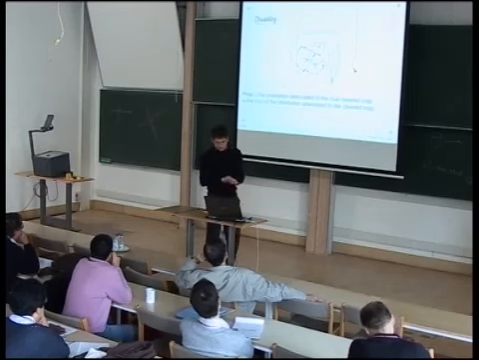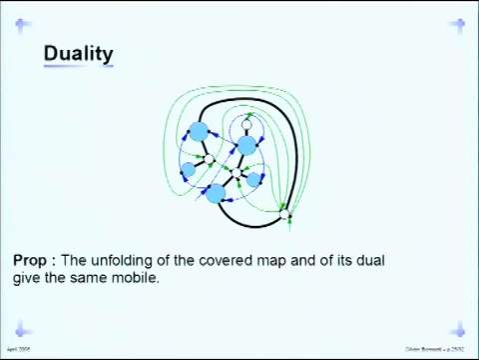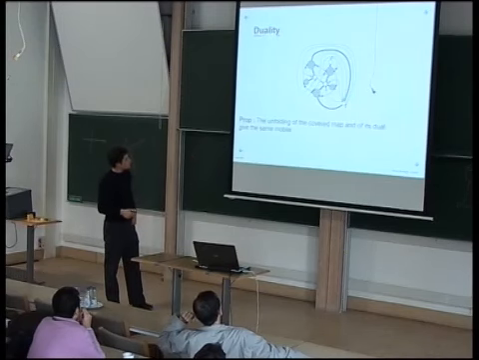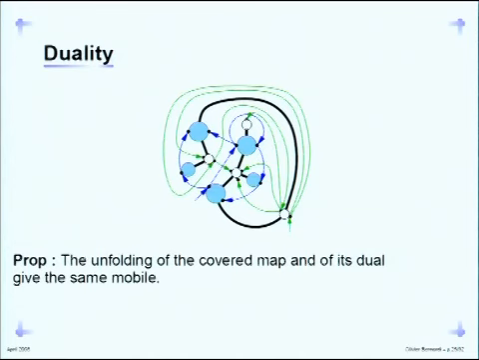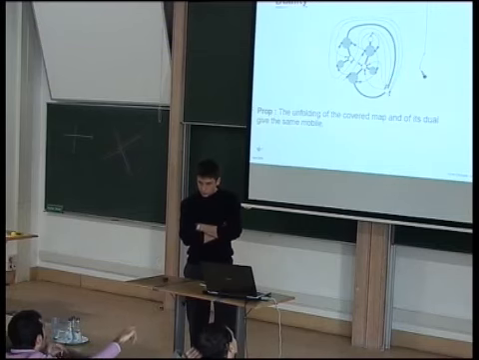Okay, we stick to that. And the second property is that the unfolding step can in fact be performed simultaneously on the covered map and its dual and give the same mobile. Is it true that if on the direct one you attach the clockwise, on the dual you attach the counterclockwise? That's right.